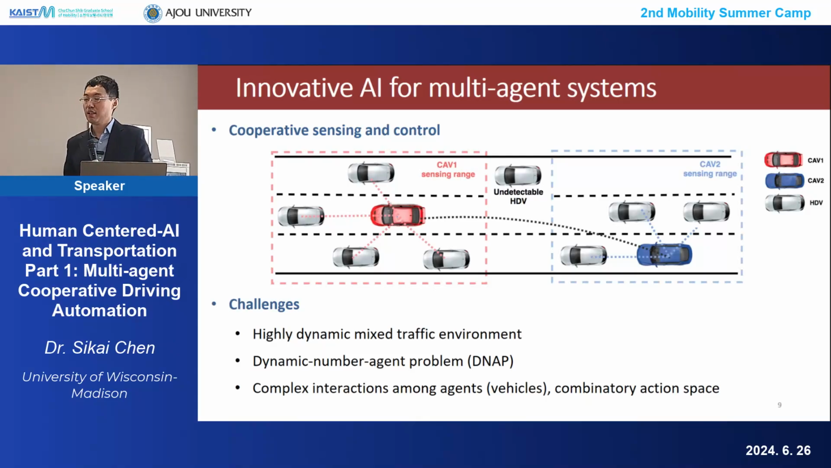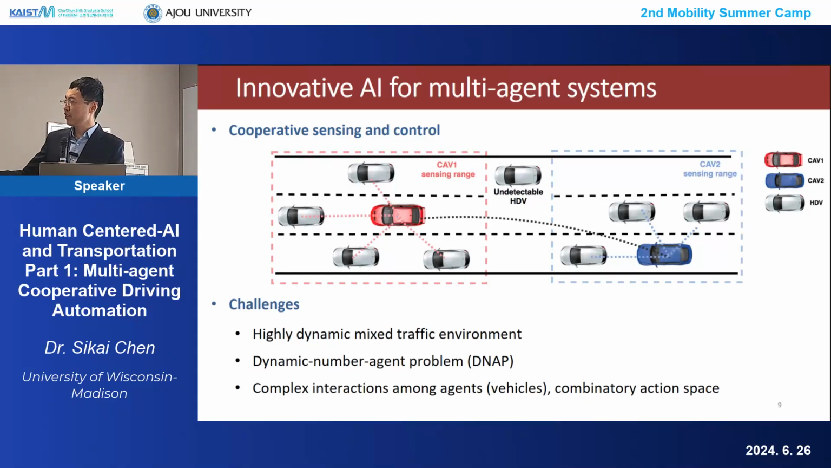There should be more. First is a highly dynamic mixed traffic environment. If you think about it, all these vehicle locations, driving directions, speeds, and accelerations will be changing over time in real time. And the human driver will create lots of uncertainty, so sometimes you just don't even know what they're going to do.